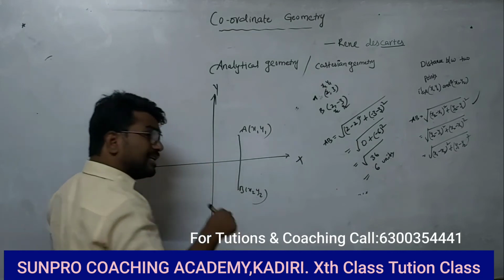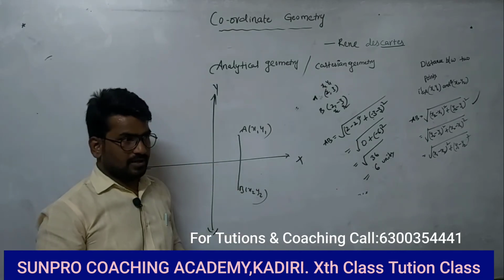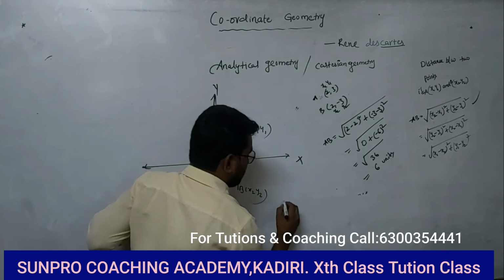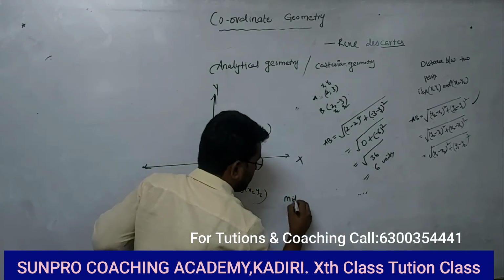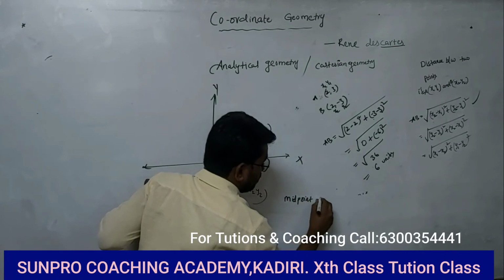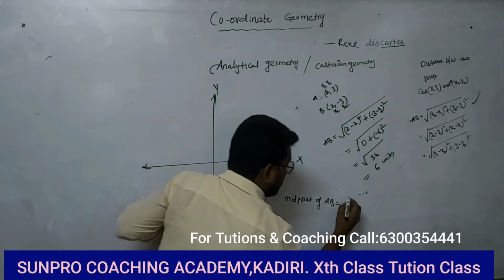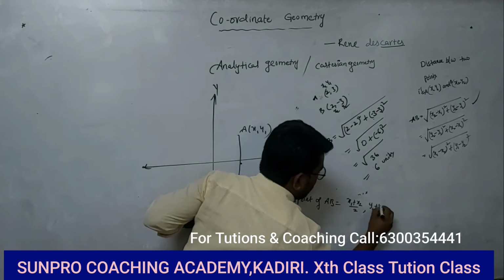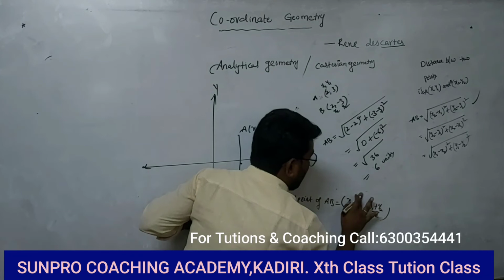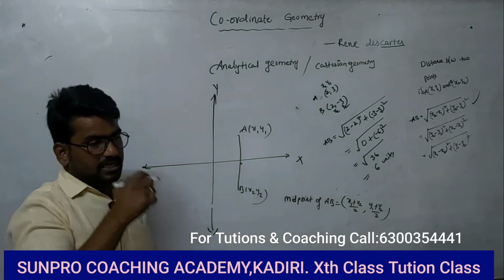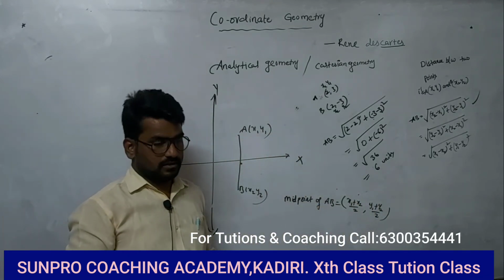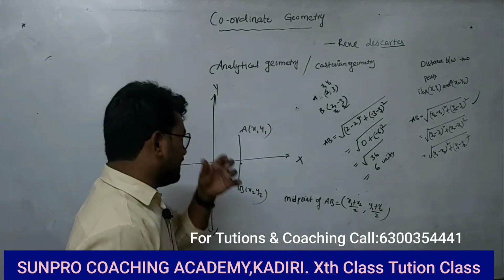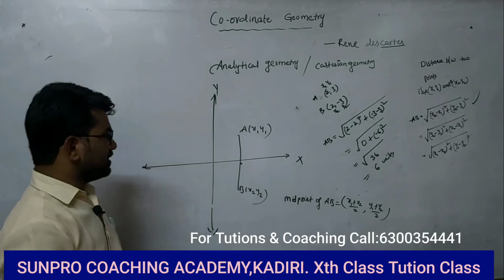And we can find the midpoint also. What is the midpoint of AB? We have a formula for this one. Midpoint of AB is equal to x1 plus x2 by 2 comma y1 plus y2 by 2. So, how did we get this formula? By using the section formula we got this one. If you want, I will explain the section formula, and later the main concept, in 10th class.